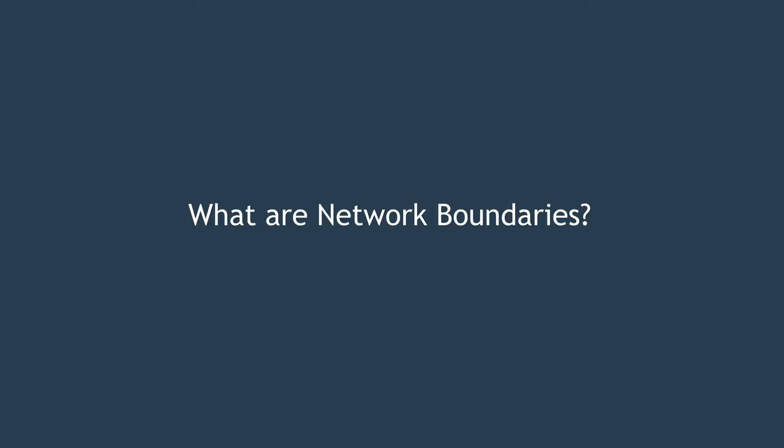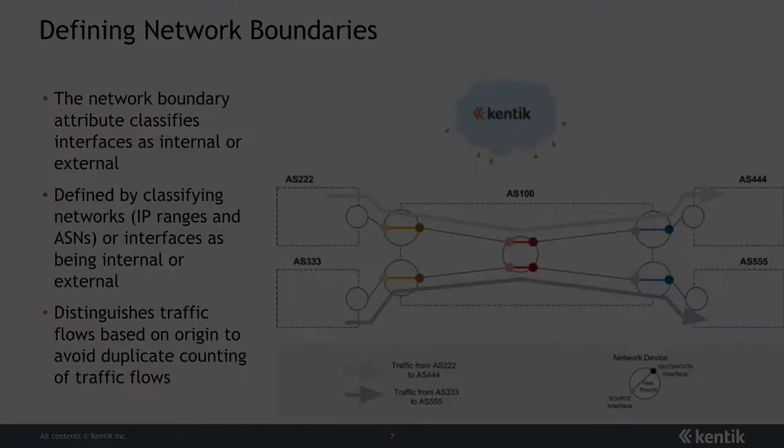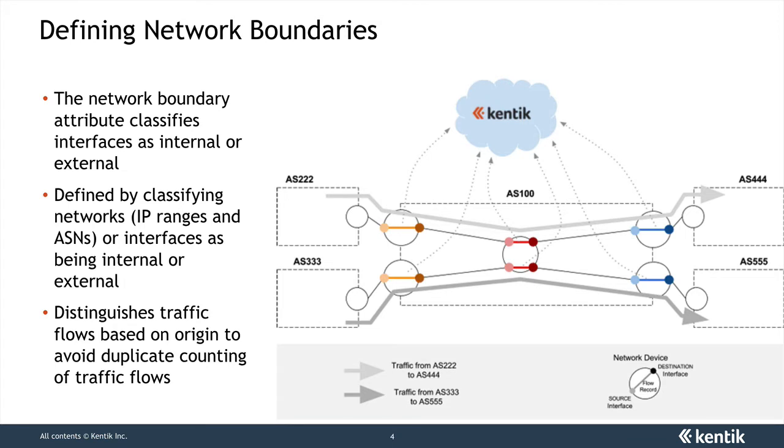Before we dive into interface classification, we need to answer this question: what are network boundaries? Kentik defines a network boundary as being either internal or external, and is based on the source and destination interface of the traffic flow. If we look at the diagram on this slide, you can think of the points within AS100 as being your company's network. You may have devices with interfaces sending flow data to Kentik that are at the edge of your network, where they interconnect with networks outside of the domain which you consider to be your own network, and those are considered to be external.